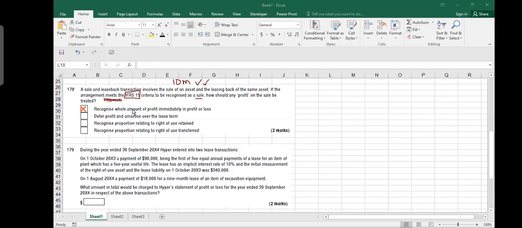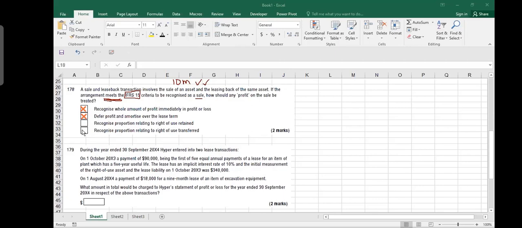Number two, it says defer profit and amortize over the lease term. Whatever is the profit, you defer it and you split it over the lease period. This is also not correct because you do not defer it or amortize it over the lease period. What you have to do is recognize, this is your true answer, what I tell you.